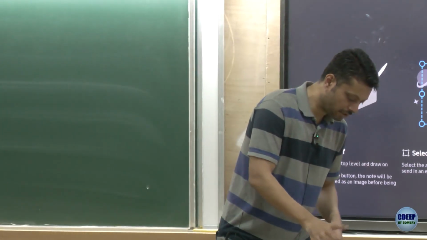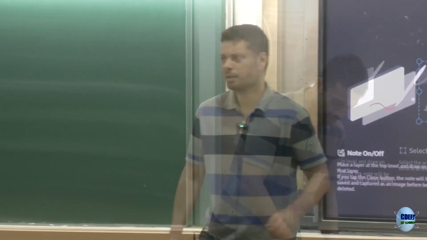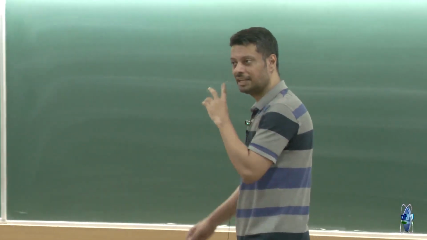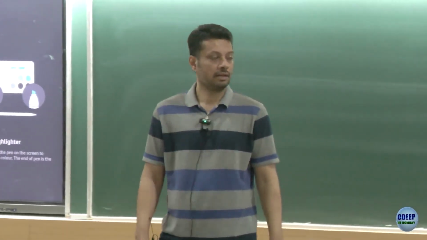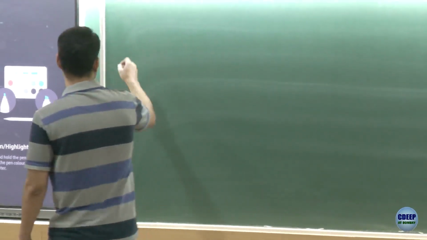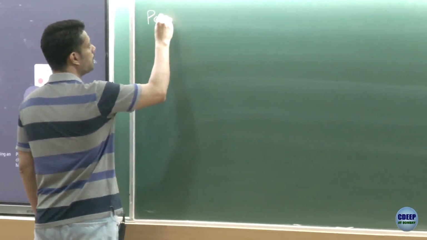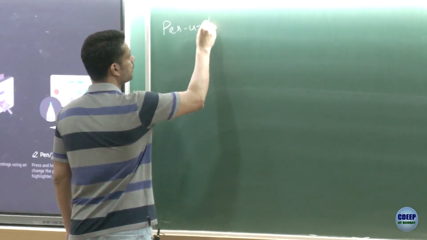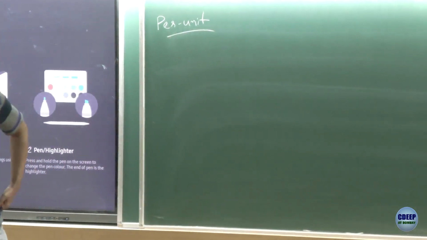Let's look at one or two topics which are important, but not very difficult to understand. First one is the concept called per unit. Are you aware of this? Have you heard about this? Have we discussed it in the class before?